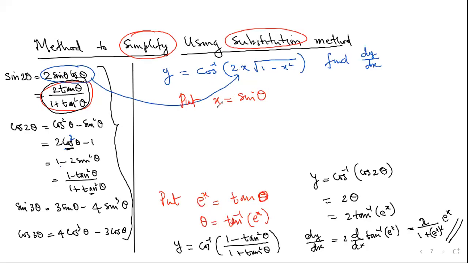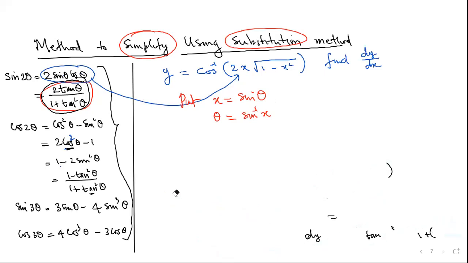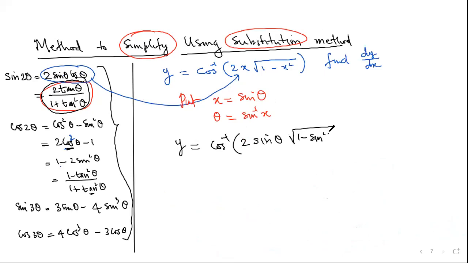So put x as sine theta. So theta is sine inverse x. So we can write our solution as y is equal to cos inverse 2 sine theta into root of 1 minus sine square theta. So cos inverse of 2 sine theta cos theta. That is cos inverse of sine 2 theta.